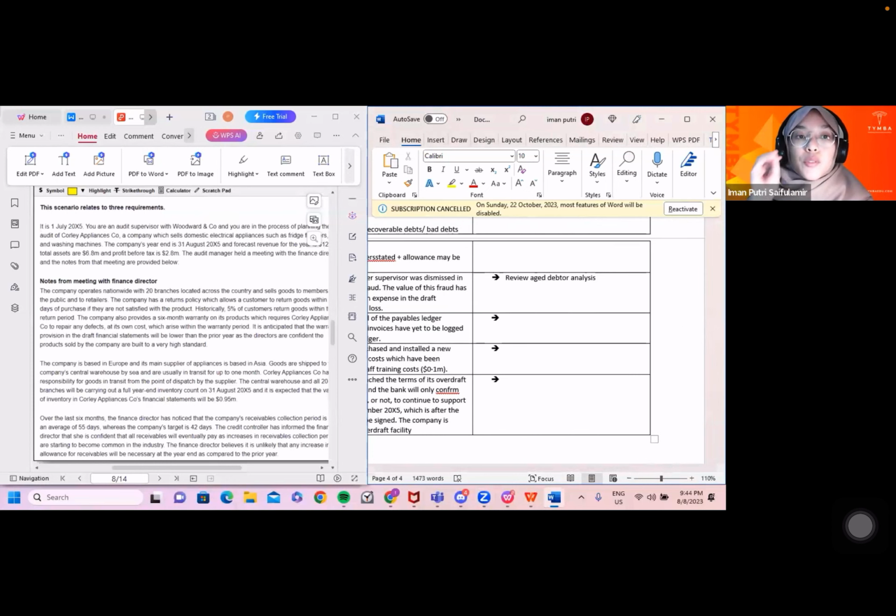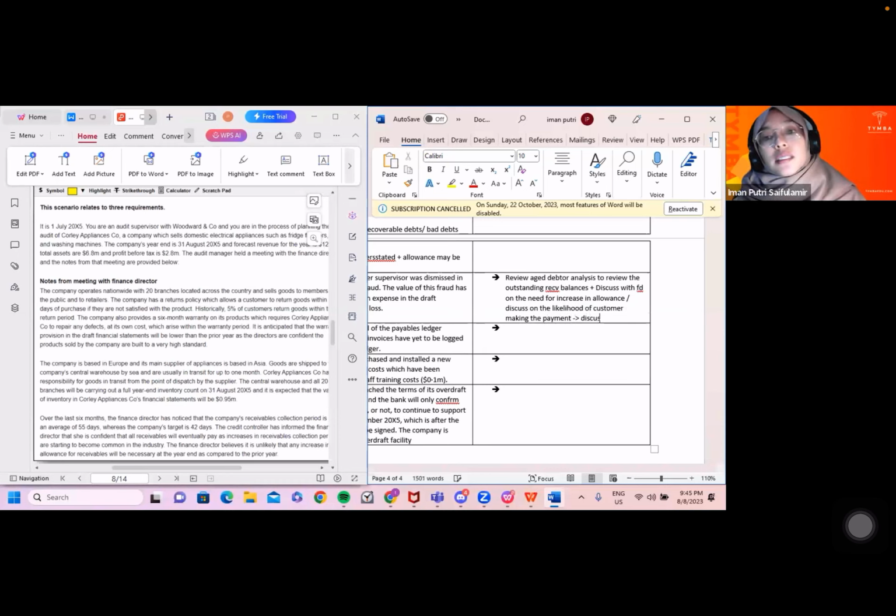We have to review the aged debtor analysis to review the outstanding receivable balances, and then we want to discuss with two people. One is the FD. Discuss with the FD the need for increase in allowance. If we want to talk about the need for increase in allowance, we will discuss this with the finance director. Another thing, if you want to discuss the likelihood of the customer making the payment, this is something we will discuss with the credit controller.